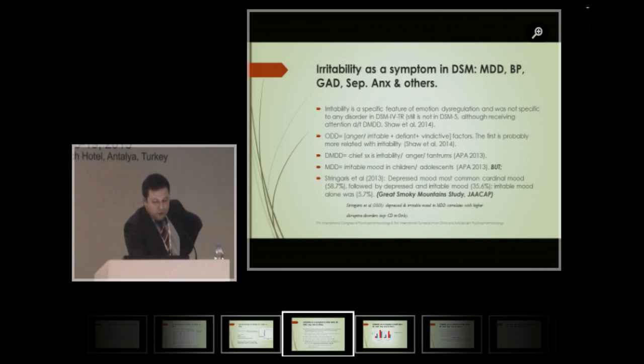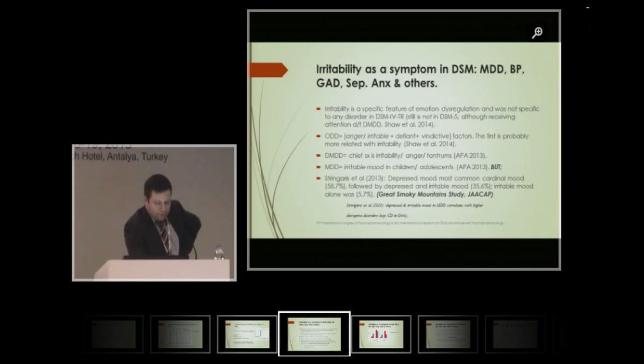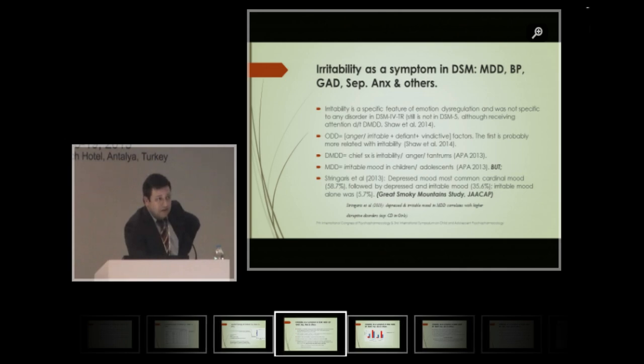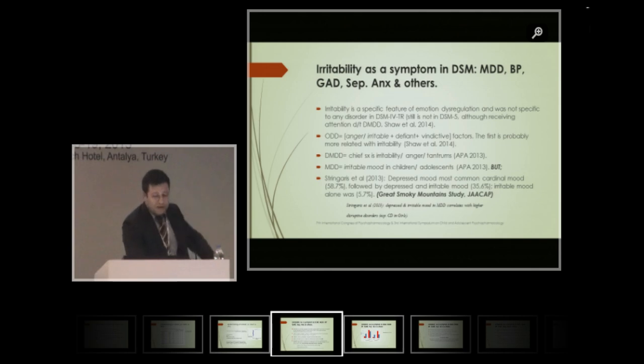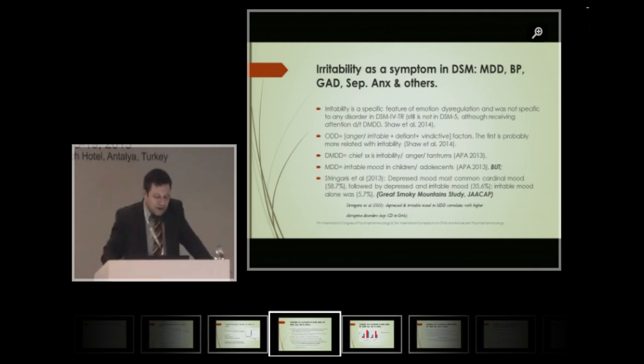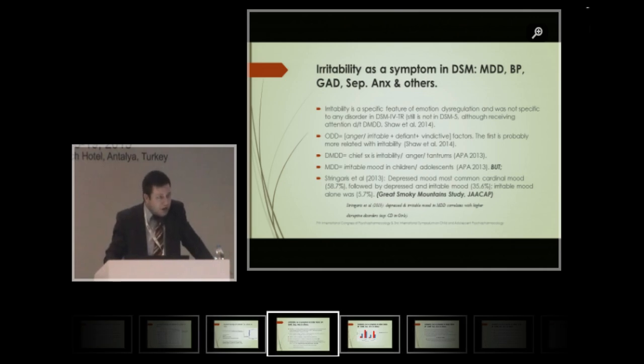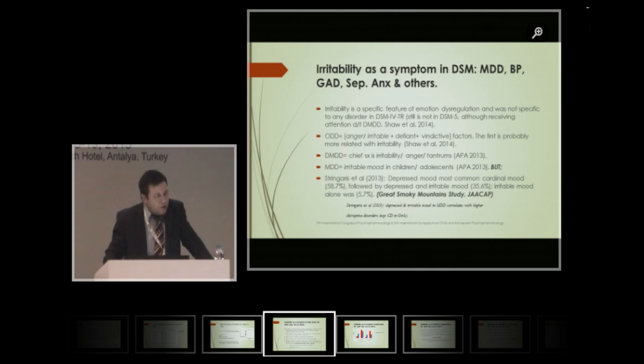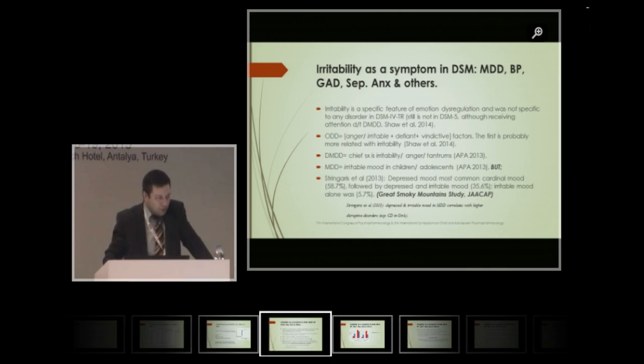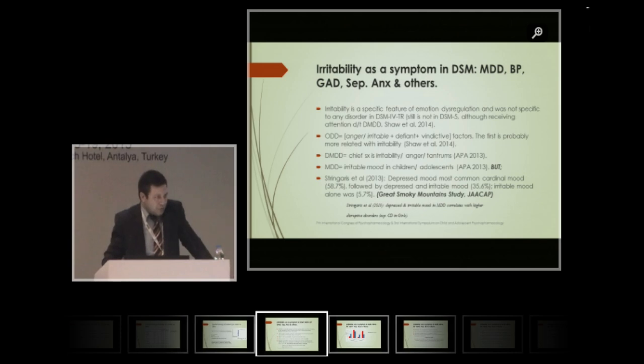Now, irritability, as far as symptoms go, where is it located in DSM? It is an original outlook of emotional irregularity. It's not specific to any disorder in DSM-4 or DSM-5, although we focus on it a bit more for this specific condition. ODD can have 3 separate factors. It has an anger and irritable factor. This emotional irregularity seems to be connected with that.